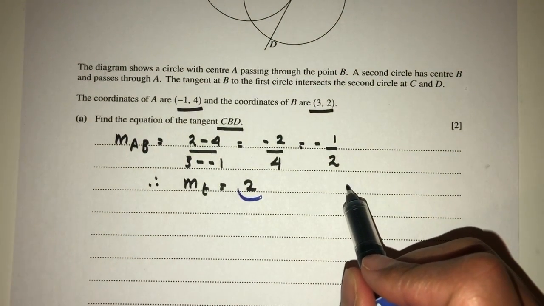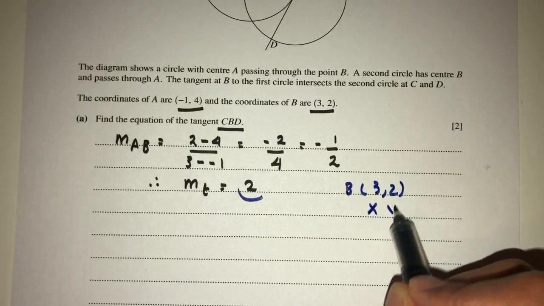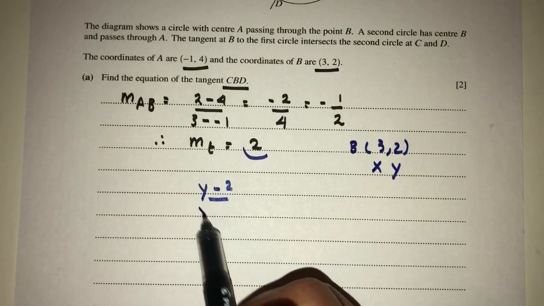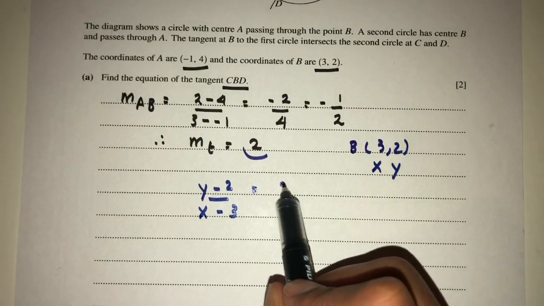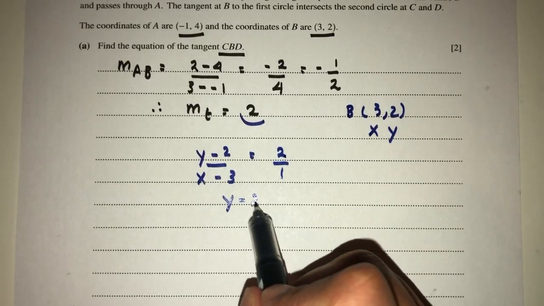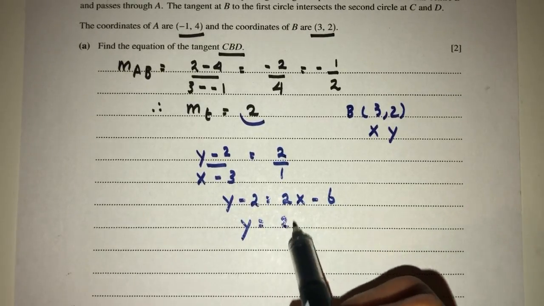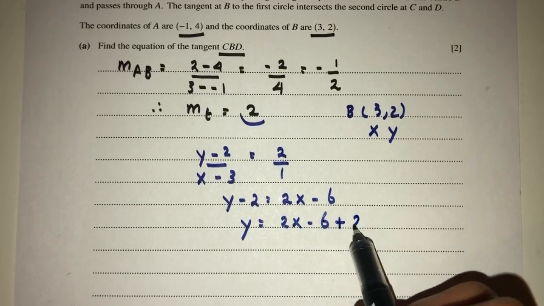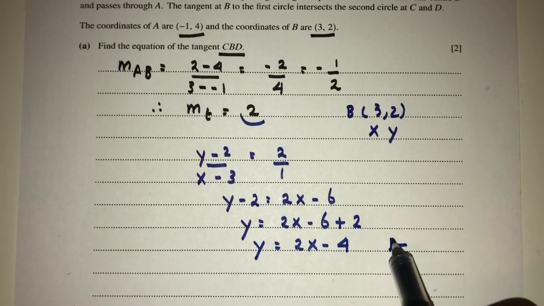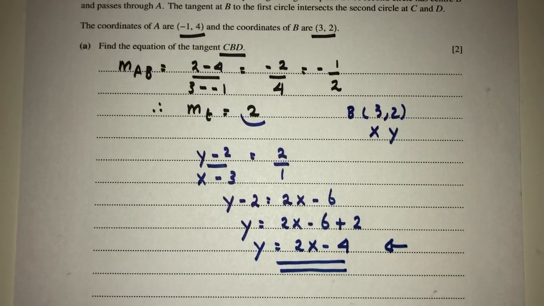The passing point of the tangent will be B, which is (3, 2), that is x, y. So (y minus 2) over (x minus 3) is equal to 2 over 1. Cross multiply, you will have y minus 2 is equal to 2x minus 6. y will be 2x minus 6 plus 2, so y equals 2x minus 4. This is your equation of the tangent from part A.